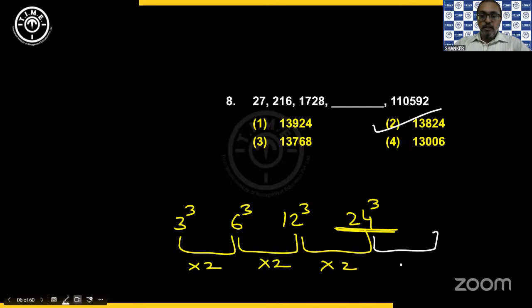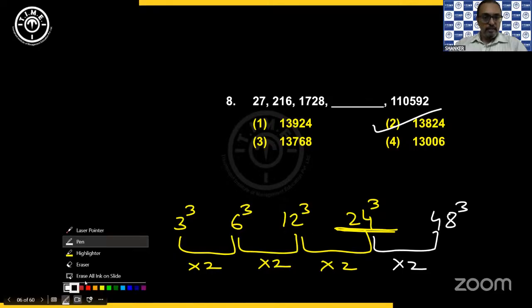Now again when you double, that is going to be 48. So 48 cube is what you get as the last number there. Okay. So that is what you need to look into. So that is the pattern in this case.